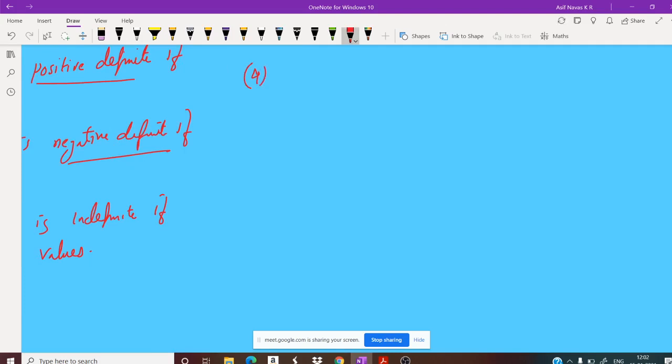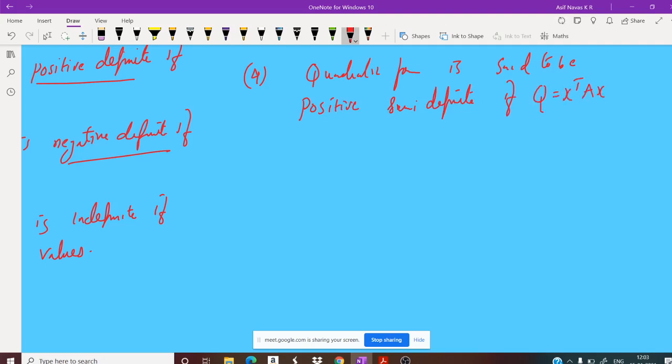Now there is a fourth one. A quadratic form is said to be positive semi-definite if Q equal to x transpose Ax is greater than or equal to 0 for all x not equal to 0.